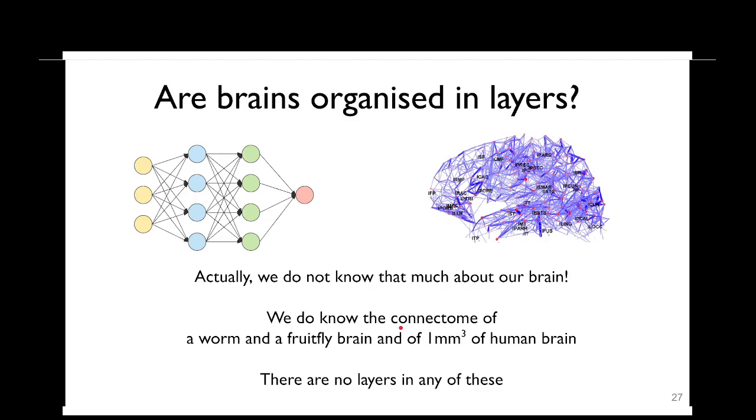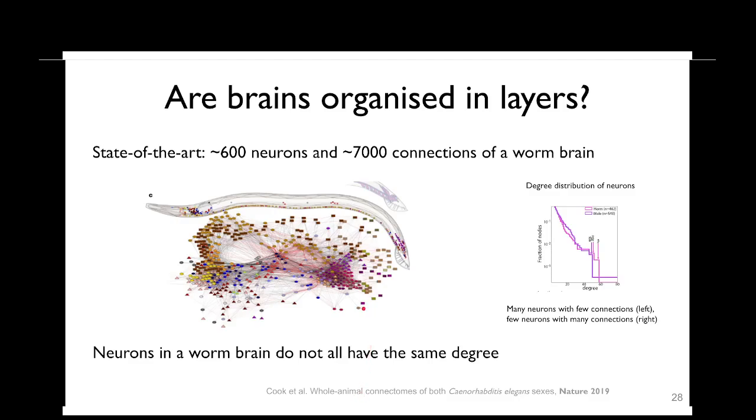And as you can imagine, it's very easy for Google to work on skin diseases because you can just take a photo of your skin and then you can work on that. But working on a brain is actually something very, very difficult. And that is the reason why we actually do not know that much about the brain. However, we know quite a bit about the brain of a worm and the brain of a fruit fly. And in fact, the best we know is 1 cubic millimeter of human brain. And actually, in none of these will you find layers. So let's look a little bit into detail into that. And all of these results are really stunning and are fairly recent.